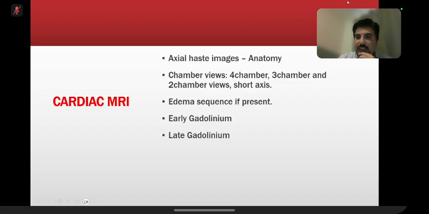Here are some of the basic sequences of cardiac MRI. We have axial HASTE images, which are done for anatomy. Sometimes we also do some white blood images. If you can see the blood, which is white in color, we call them white blood images. They can be SSFP images as well, but you can easily call them white blood images. Then we have different views of the heart.